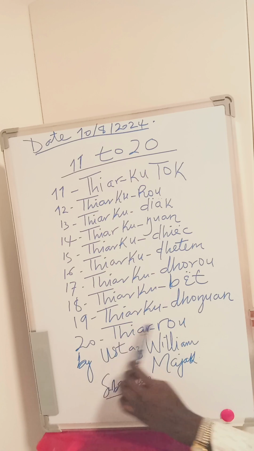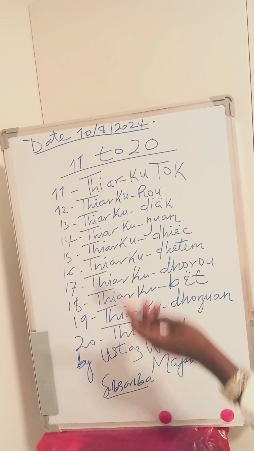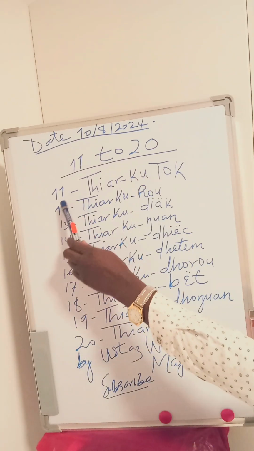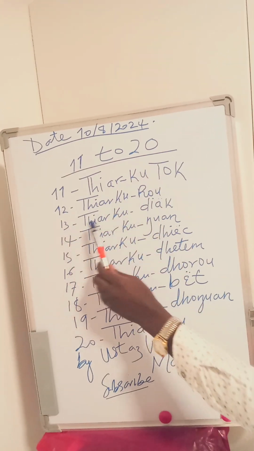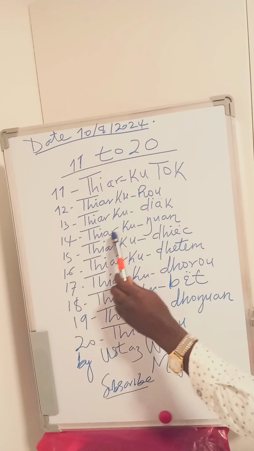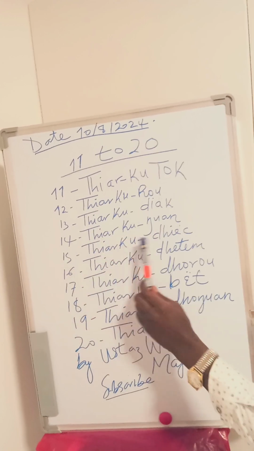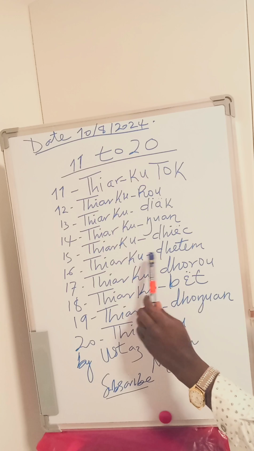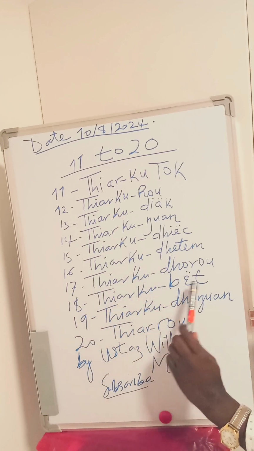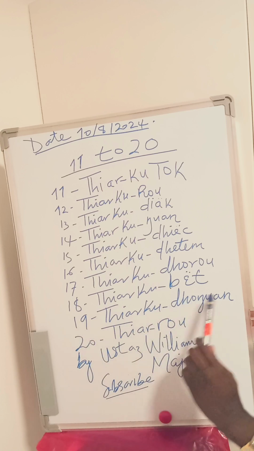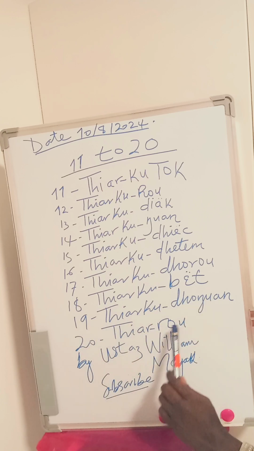Tiaro. So let us make a quick recap. 11 Tiar Kutok. 12 Tiar Kuro. 13 Tiar Kudiak. 14 Tiar Kungwan. 15 Tiar Kudich. 16 Tiar Kuditem. 17 Tiar Kudoro. 18 Tiar Kubet. 19 Tiar Kudongwan. 20 Tiaro.